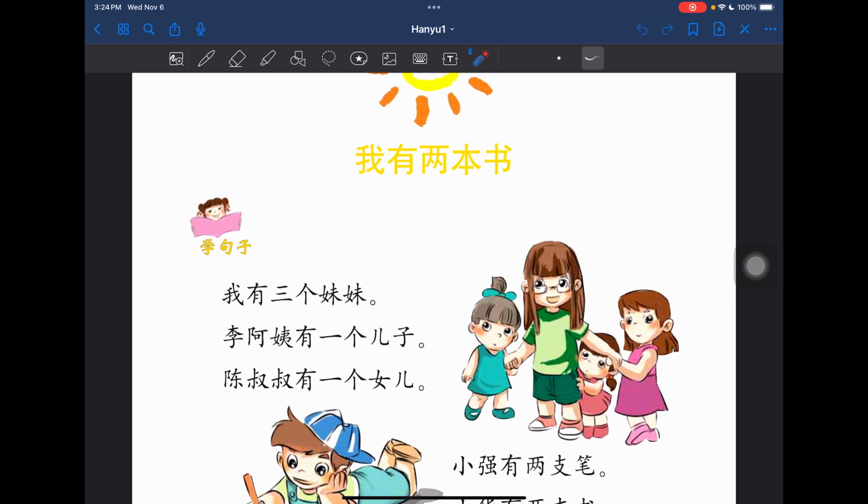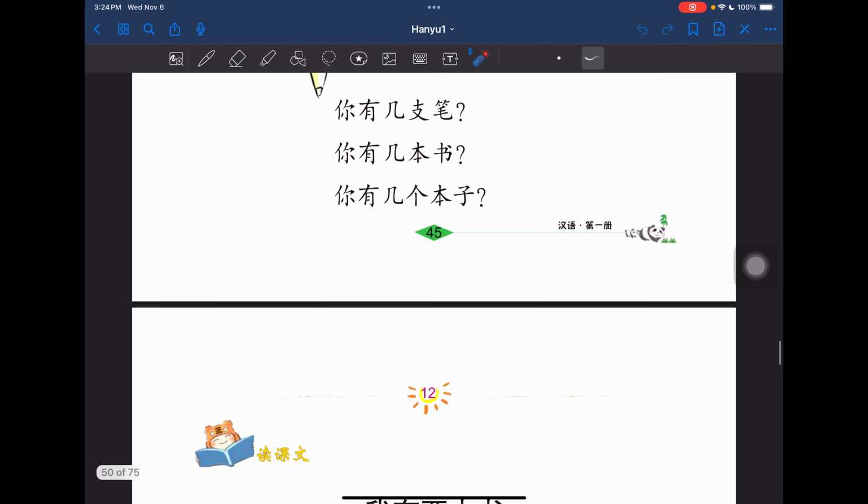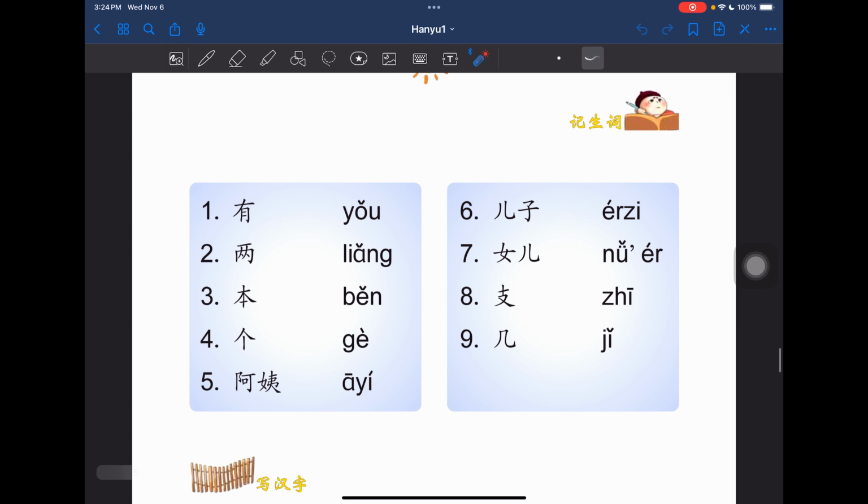All right, so without further ado, like always, we're going to first head to the new words and learn how to write them. All right, so in this chapter we have pretty easy words, right? We only have 9 words and all of them are mostly only a few strokes.